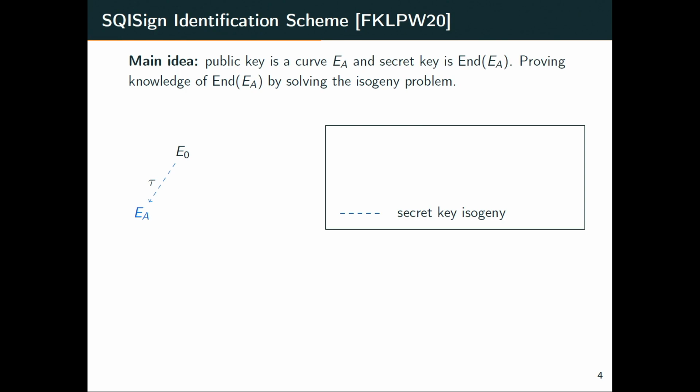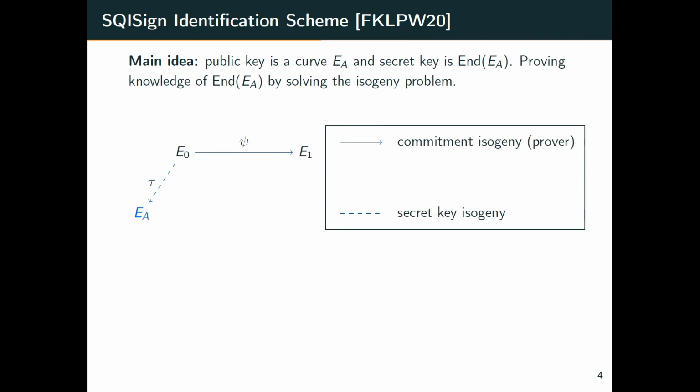So to make things a little more visual, I just represented my secret key as an isogeny from the special curve E0, so the one I presented earlier. So one of the nice few examples where I actually know the endomorphism ring of the curve E0. And knowing the endomorphism ring of the curve EA is actually kind of equivalent to knowing this isogeny tau.